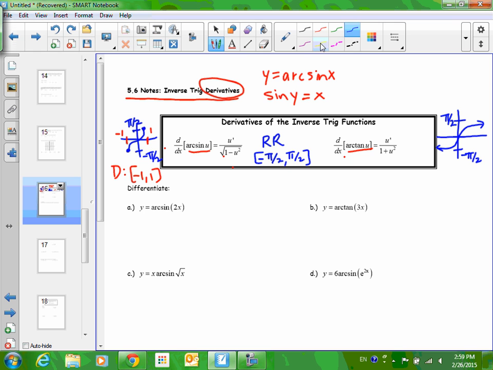All right, however, is there a restricted domain? Look at that domain there. It's what? All real numbers. And if you remember, regular tangent had a range of all real numbers. It went forever up and forever down. So that's how that works.